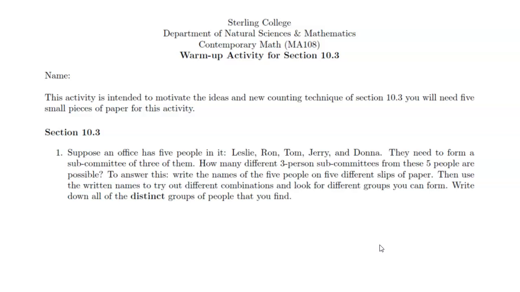And the way that I want you to answer this is to actually get little slips of paper and write the names of the 5 people on 5 different slips of paper. And then literally manipulate those pieces of paper to find different combinations, find different groups of 3 people. And every time you find a new group of 3 people, write them down. But we only want distinct groups of people that we find. So give this a try. And then when you're ready, restart the video.